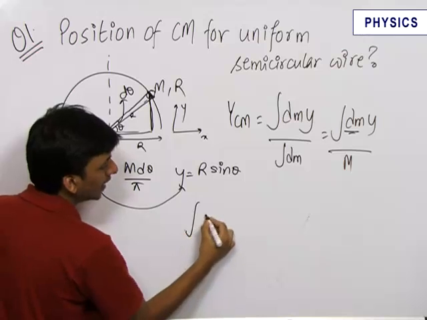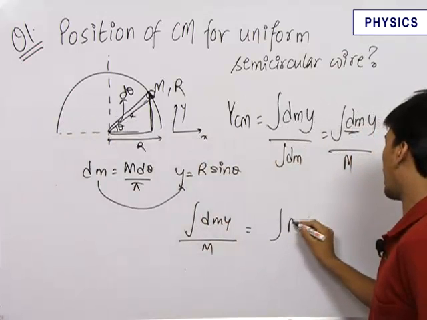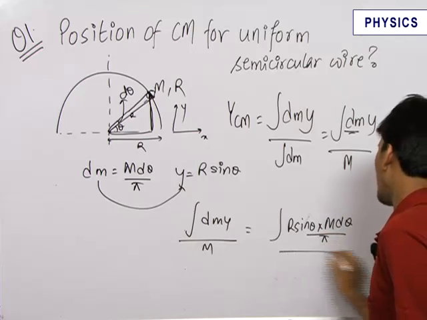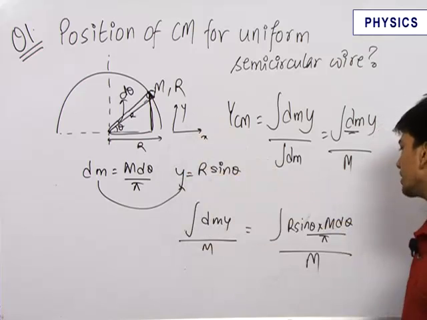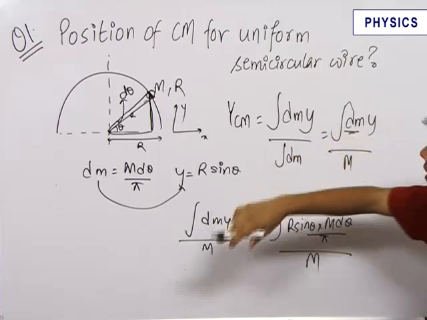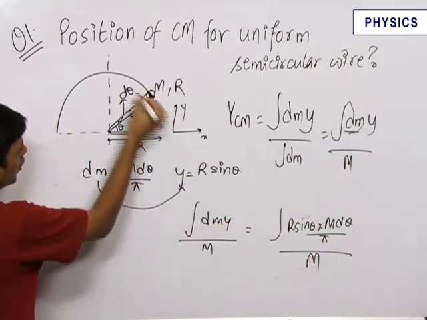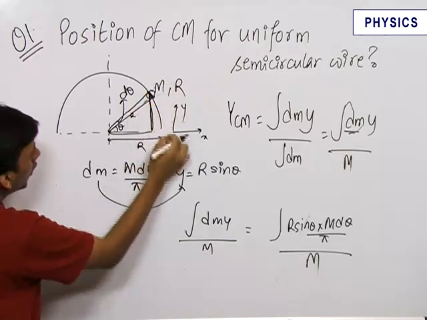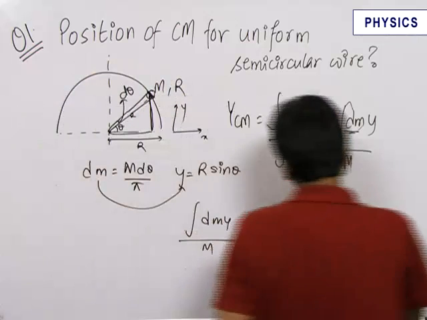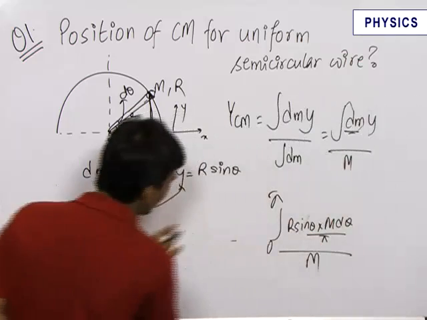Now we integrate this. Integration dm y upon m is equal to integration r sin theta into m d theta upon pi, upon m, that is the total mass of the semicircular wire. Now we need to integrate this such that we cover all the mass using these dm elements. So if we vary theta from 0 to pi, we will be able to cover this whole mass m using small dm masses. So we put the limits of integration to be 0 to pi. While solving this integration, we'll get the final answer.